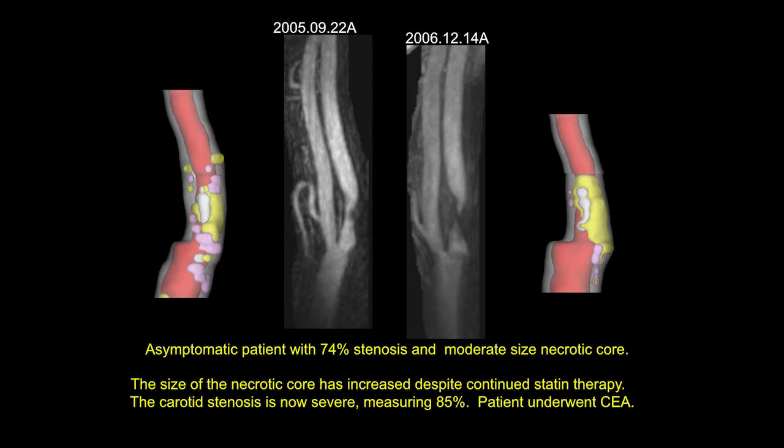Our own experience from Michigan State early on, again, the yellow, if you remember, is the area of necrotic core. This patient was asymptomatic and was not operated at the time. The patient was on a moderate intensity statin, had achieved an LDL level below 100, which at the time was considered guideline therapy. Despite that, the patient continued to progress. The yellow area, the necrotic core, doubled in size. The stenosis became worse. Thank goodness he didn't develop symptoms, and he went on for carotid endarterectomy.